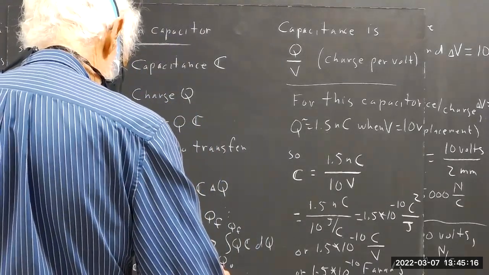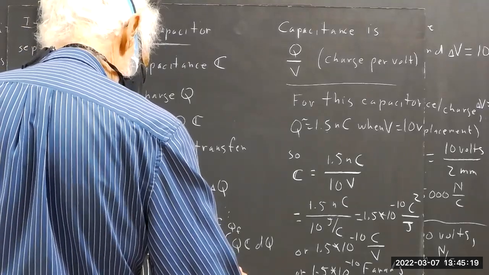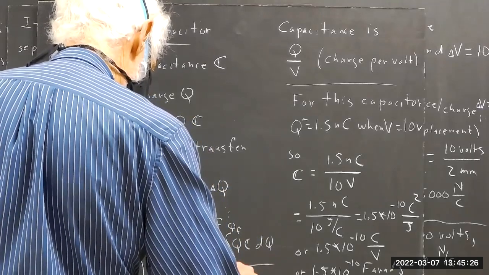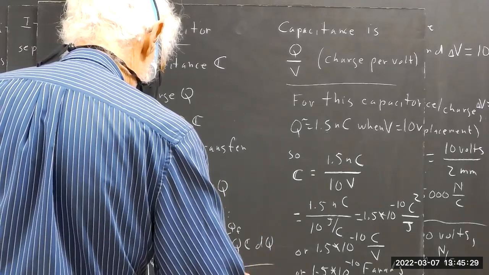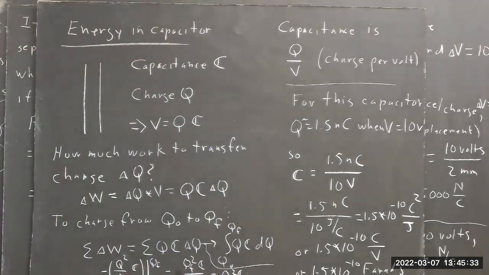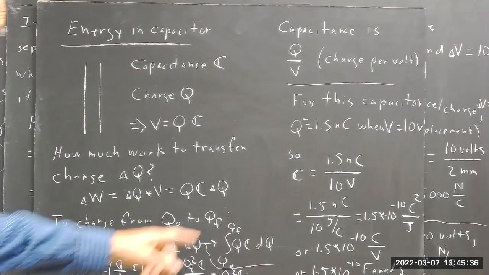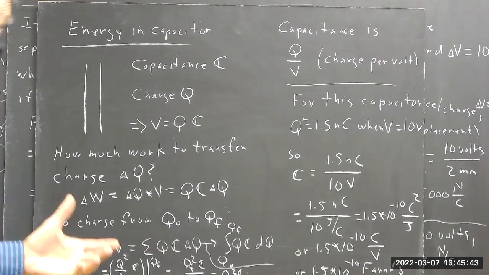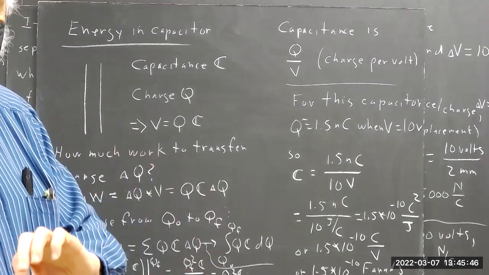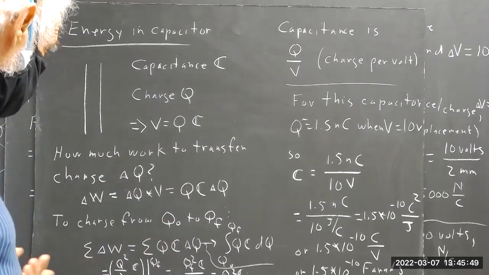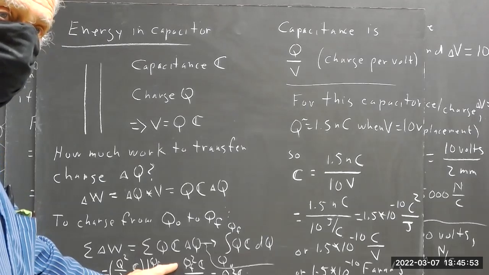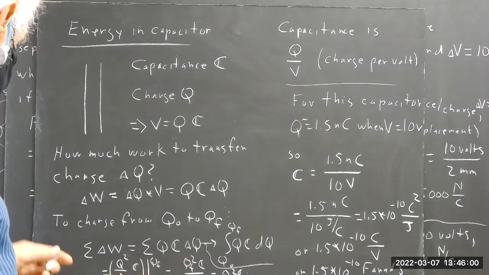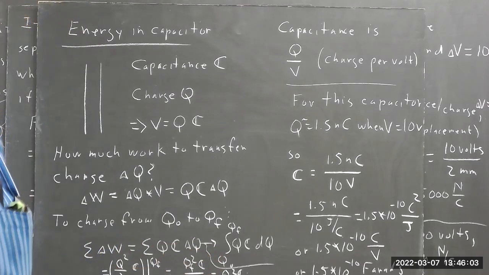Just a very simple integral: integrate Q over C with respect to Q from Q naught to Q final to get this. And of course, the total energy is what you get if you charge it from zero. So relative to Q naught equals zero, your energy is Q squared over 2C. Your book will make the rest of that clear. But that's how we get the energy in the capacitor.